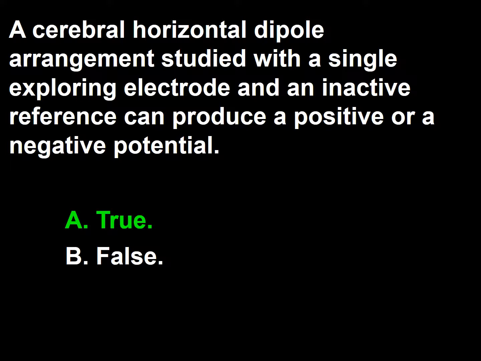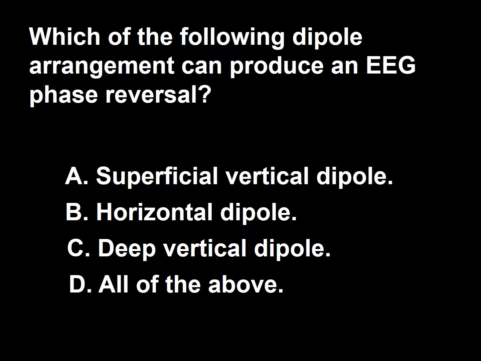Next question. Which of the following dipole arrangements can produce an EEG phase reversal? A. Superficial vertical dipole. B. Horizontal dipole. C. Deep vertical dipole. D. All of the above.